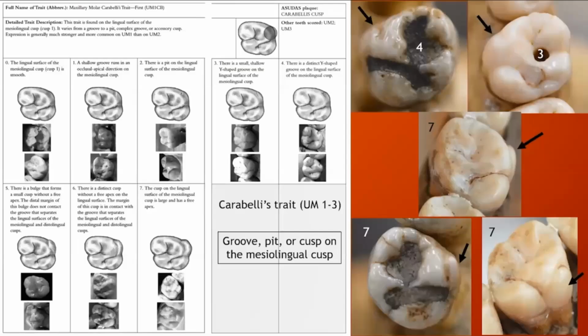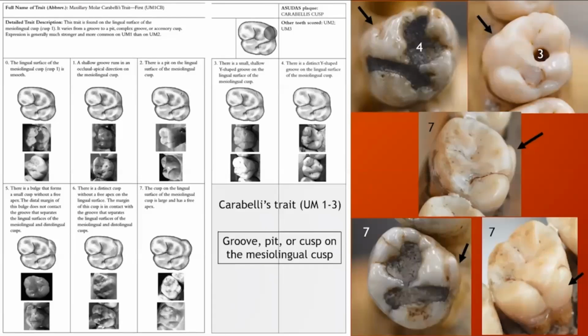So Carabelli's trait is scored from 0 to 7, and this ranges from that smooth mesiolingual cusp, which would be a 0, to a full-blown extra cusp that actually has a free apex, and that is shown as a 7 in the photos that we have here, as well as in the trait descriptions.